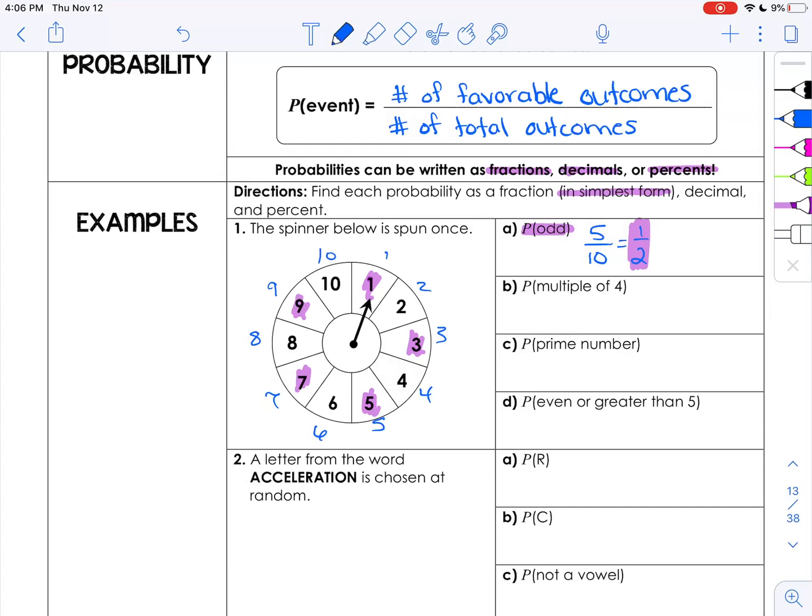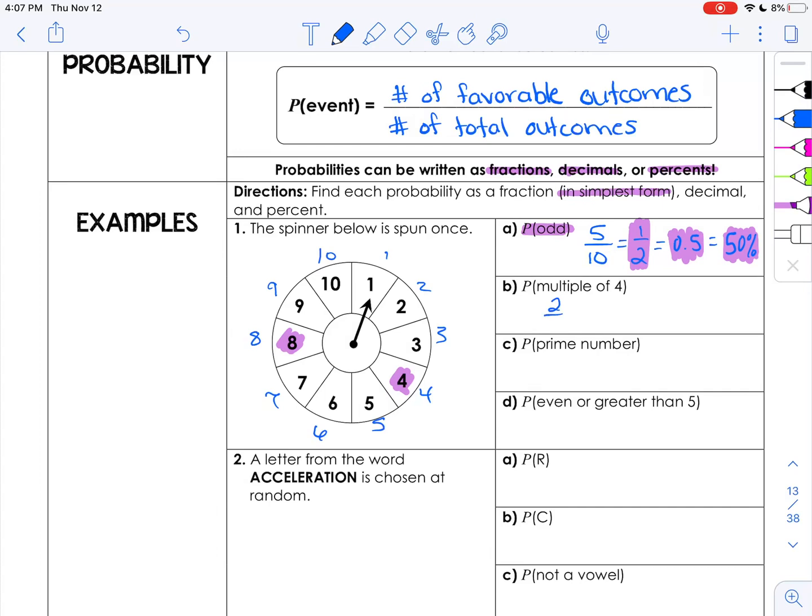Or if we were to write that as a decimal, 1/2 as a decimal is 0.5. Or as a percent, 50%. So we want to be able to write our probability all 3 ways. Next, we want to know the probability of spinning a number that is a multiple of 4. So our multiples of 4 are 4 and 8. So there are 2 out of our 10 sections that are multiples of 4.